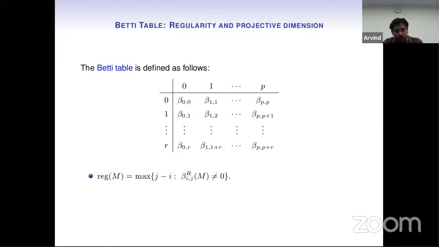Next, regularity. The regularity of M is the maximum of j minus i, where the maximum is taken over the non-zero graded Betti numbers. And projective dimension is the maximum of i, where the maximum is taken over non-zero graded Betti numbers. So from the Betti diagram, one can determine the regularity and projective dimension. Regularity is basically the last non-zero row, and projective dimension is the last non-zero column in this Betti table.